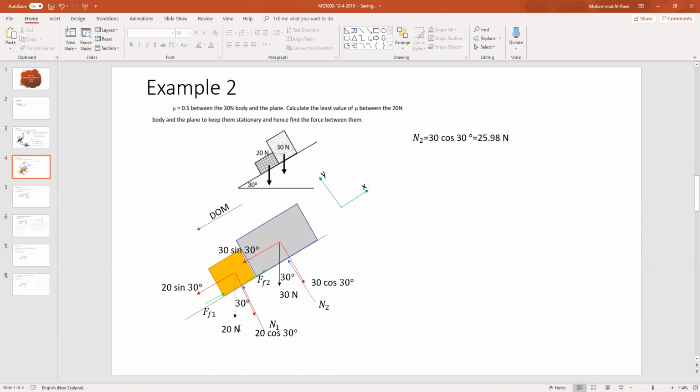Now, if we try to do the same thing for N1, that will be, again, equal to what? The 20 cosine 30 degrees. So I'm putting it in here, and that will be equal to the value 17.32 newtons.